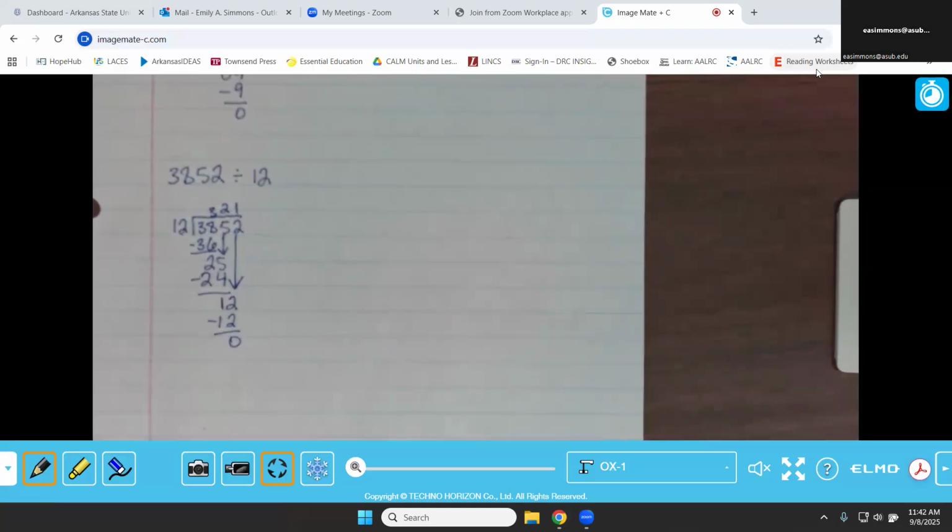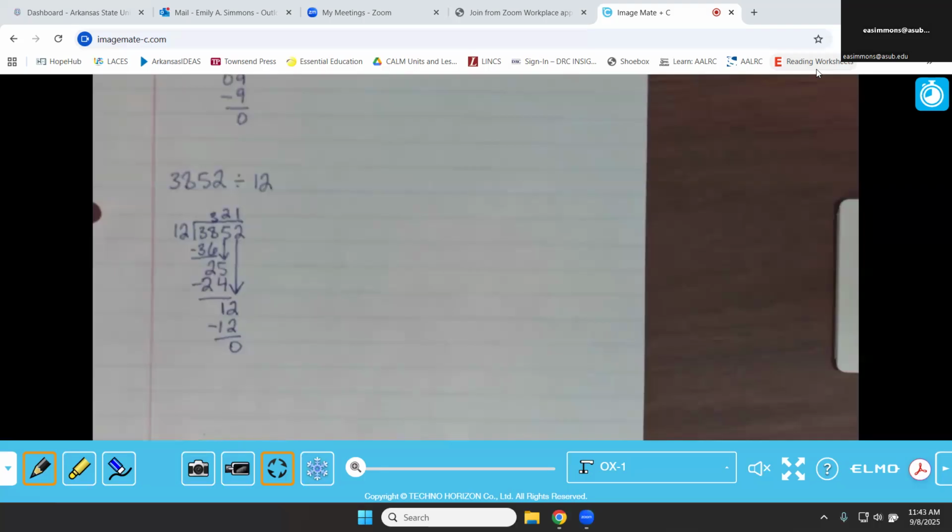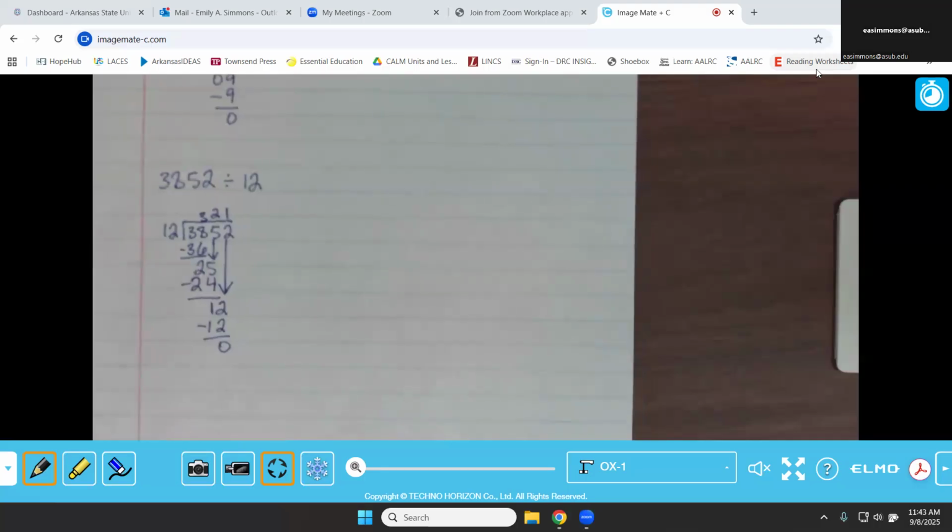There's a few things we could do if we did have a remainder, and we'll look into that next week when we deal with decimals. I'm going to go ahead and call that good for today on the examples.